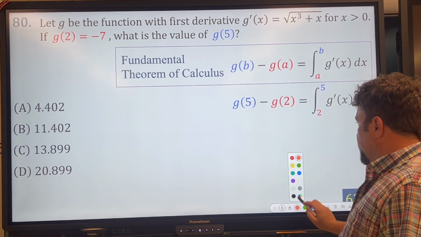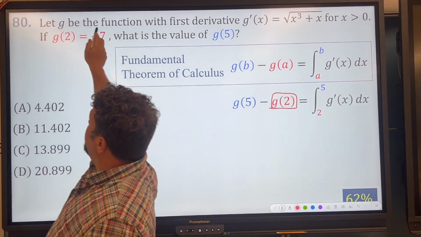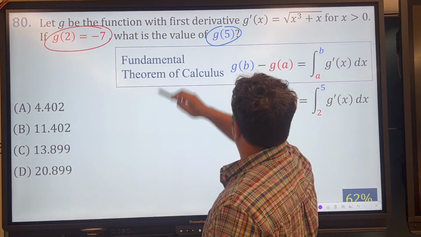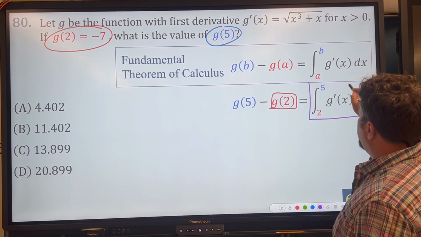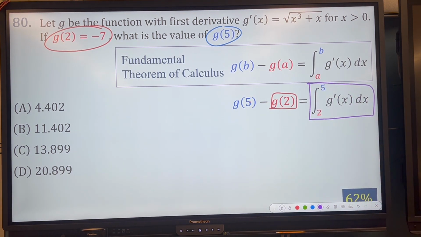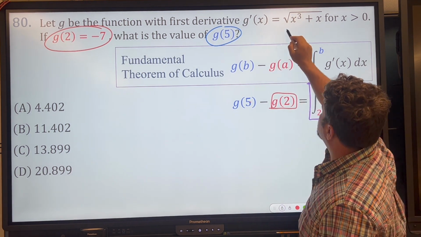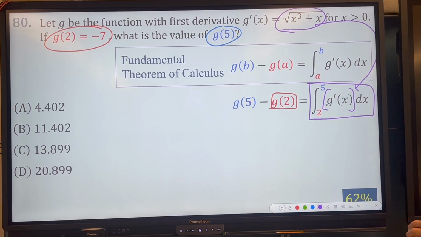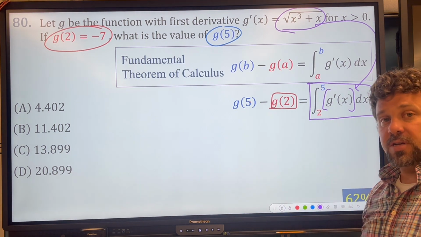Now, one of these we have. Which one do we have? We have g of 2. Why do we have it? It was given to us. What are we looking for? G of 5 we don't have. But what also can we figure out? We could figure out what this is, because we have g prime x. And if we plug that in there, we can integrate that. And because you can use the calculator, you don't even have to spend that much time doing it.